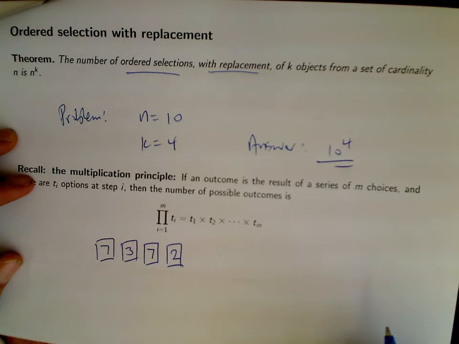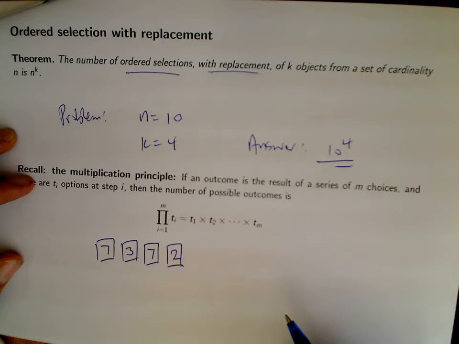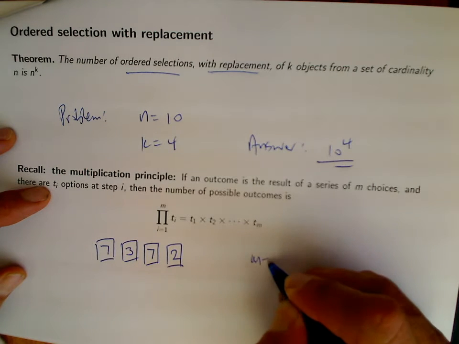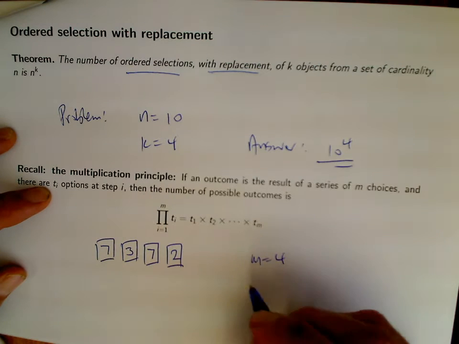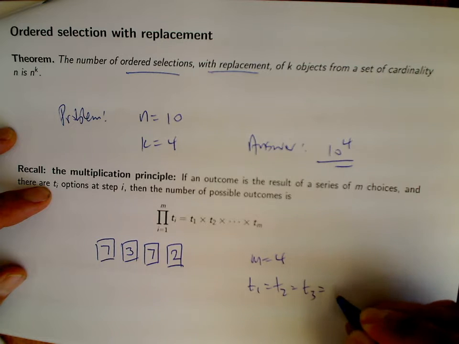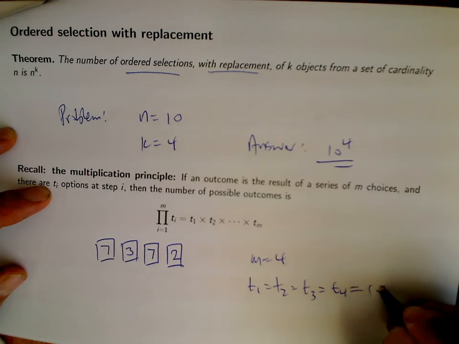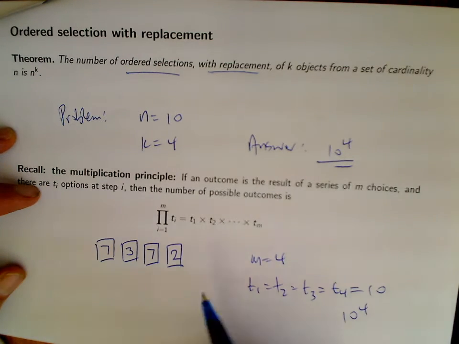So that's the process we could go through of choosing the postcards. We made a series of 4 choices, so n was 4 here, and at each step we had 10 options. So t_1 equals t_2 equals t_3 equals t_4, each equal to 10. We just multiply all those t's, and so we get 10 to the 4. That's what we do in general.